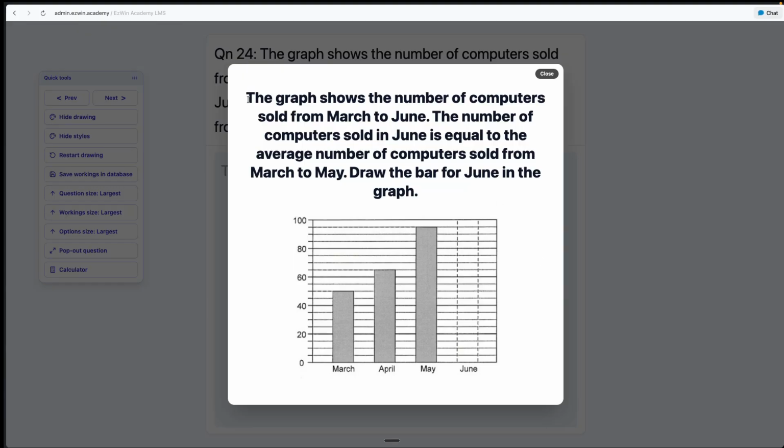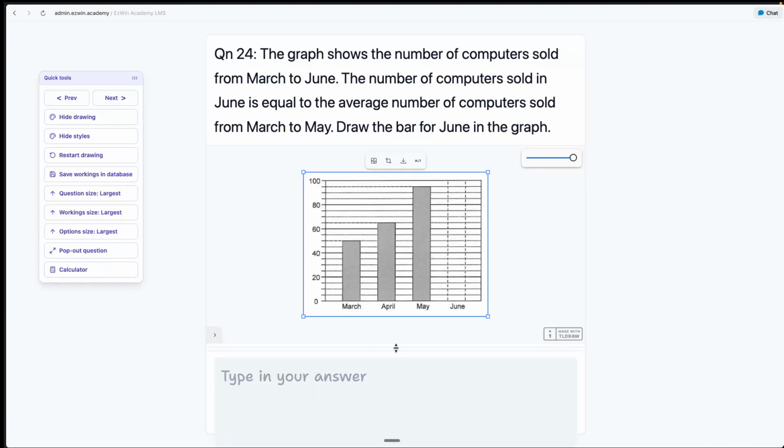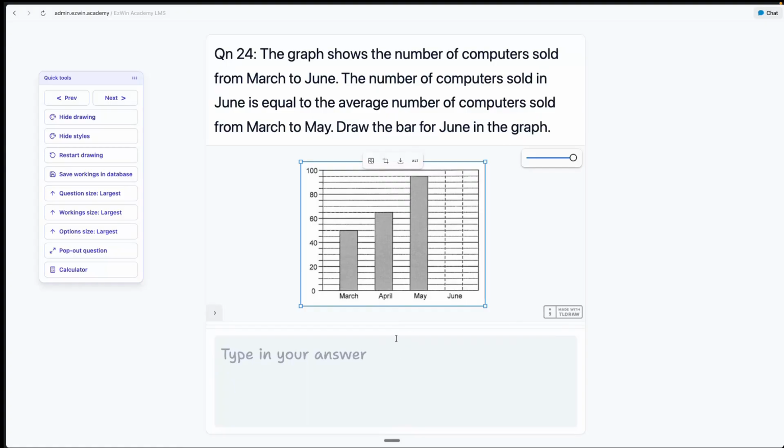Okay, next question. Question 24. The graph shows the number of computers sold from March to June. So March to June. The number of computers sold in June is equal to the average number of computers sold from March to May. Draw the bar for June in the graph. Okay. So over here, we know a couple of things. So first of all, the number of computers sold in June is equal to the average number of computers sold from March to May. That's what you see over here.